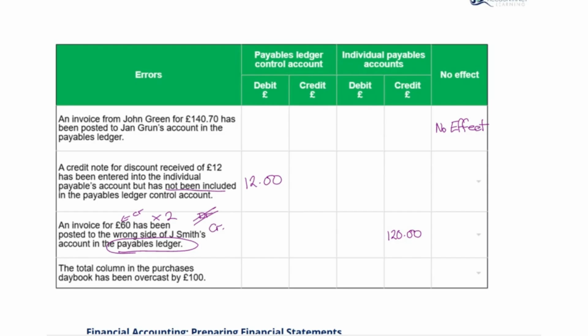Then the last one, the total column in the purchases daybook has been overcast by 100. So the total column is what goes to the payables ledger control account. It's been overcast, which means too much. So there's too many credits in there. So we're going to debit by £100 to make the correction.